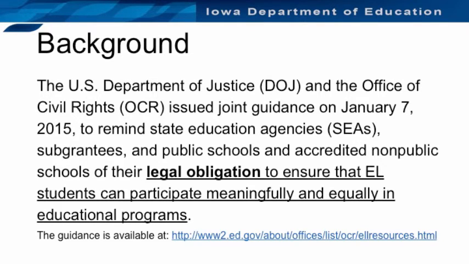As a little background, the U.S. Department of Justice and the Office of Civil Rights issued joint guidance on January 7th of 2015 to remind state education agencies, subgrantees, and local schools, as well as accredited non-public schools, of their legal obligation to ensure that English language learners can fully participate meaningfully and equally in educational programming. This guidance is available at the link listed here.